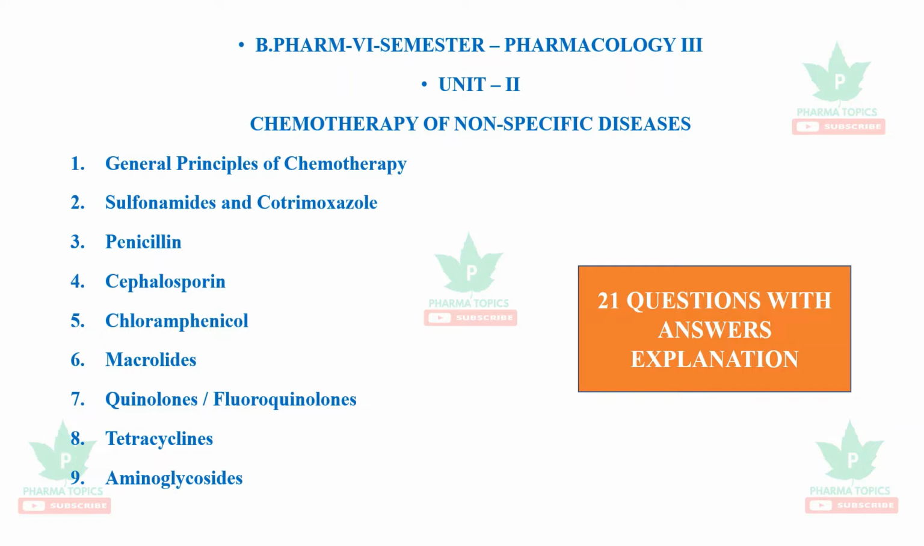In this, we are going to see about Unit 2, which is related to chemotherapy of non-specific diseases. This has 9 subdivisions, which deals with the general principles of chemotherapy, sulfonamides, cotrimoxazole, penicillin, cephalosporin, chloramphenicol, macrolides, quinolones, fluoroquinolones, tetracyclines, and aminoglycosides. We are going to deal with 21 probable questions with answer explanations in this section.